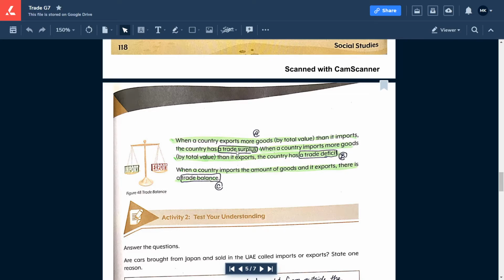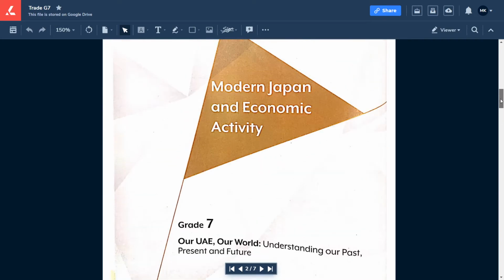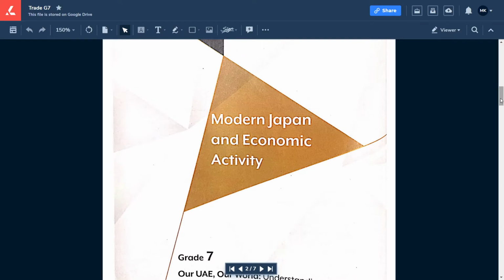This is called surplus. When a country imports the same amount of goods as it exports, there is a trade balance. When the country imports and exports at the same time, then the country has a trade balance. We have this picture, your friend in grade 9 drew it. I really loved it.